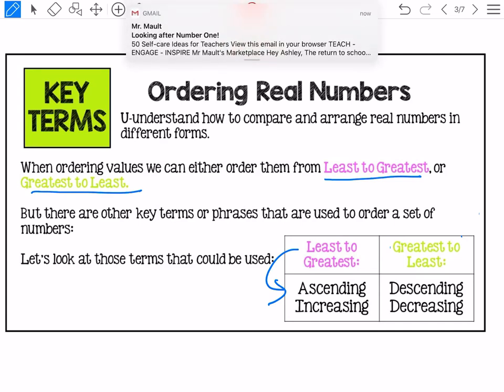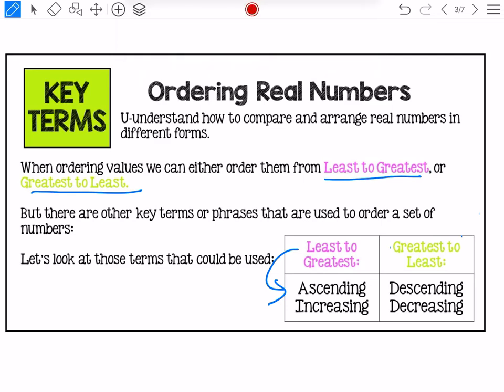Again, it might not say greatest to least. It might say put these values in descending order or decreasing order. Okay, so we need to know that those are associated with greatest to least. So we're going to work through an example of each to make sure that you get a full understanding.